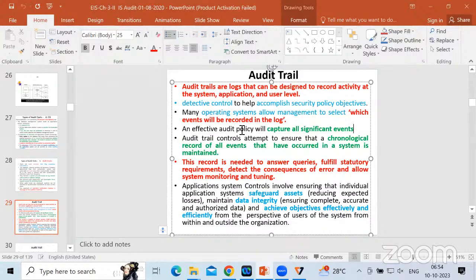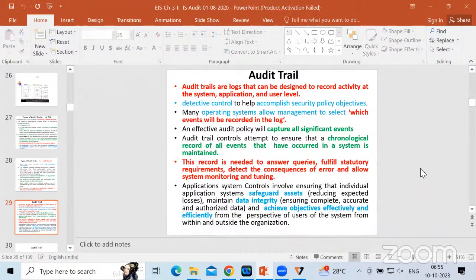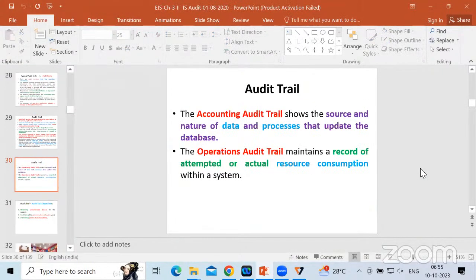Many operating systems allow management to select which events will be recorded in the log, capturing all significant events. Audit trail controls attempt to ensure that a chronological record of all events that have occurred in the system is maintained. The record is needed to answer queries, fulfill statutory requirements, detect consequences of error, and allow system monitoring and tuning. So safeguard assets, data integrity, achieve objectives effectively and efficiently for the auditing purposes.